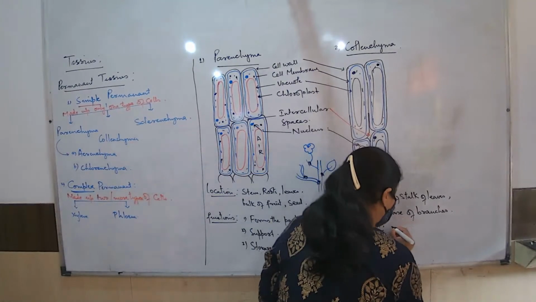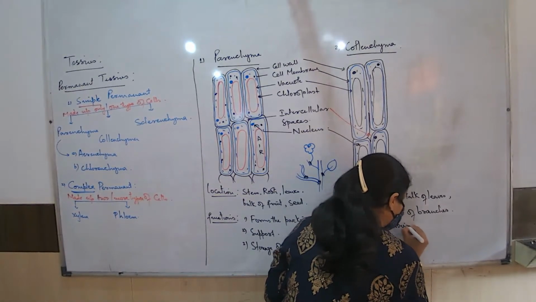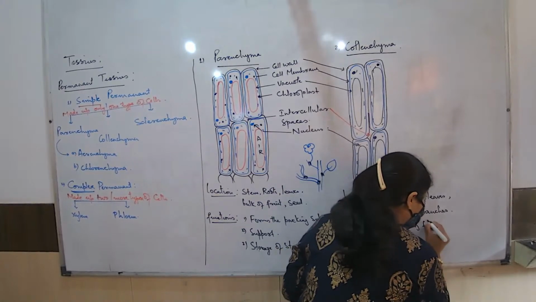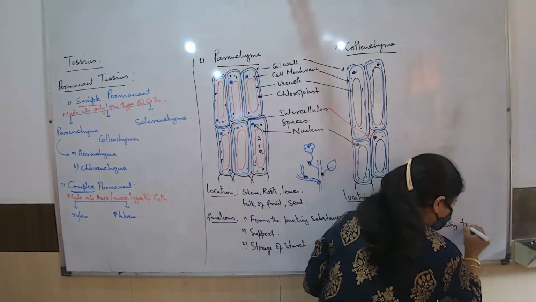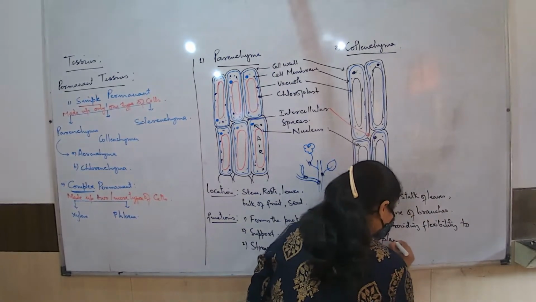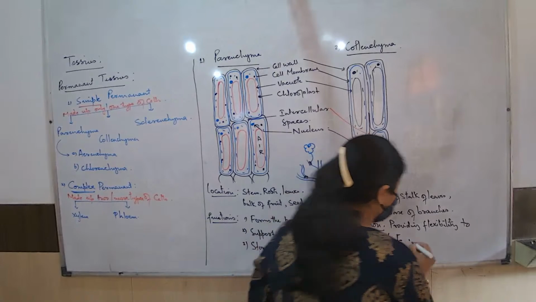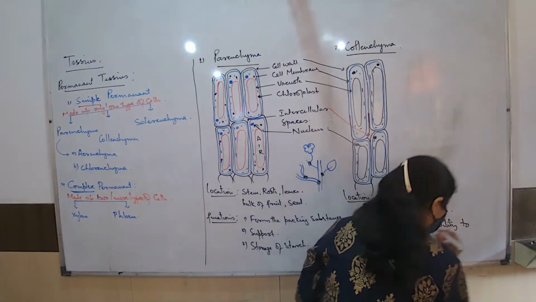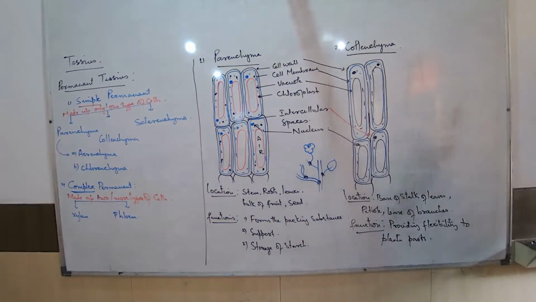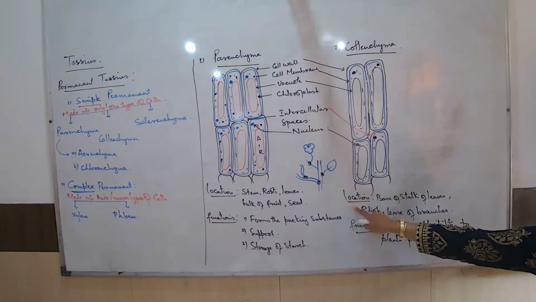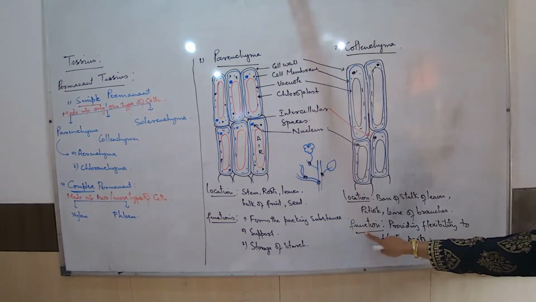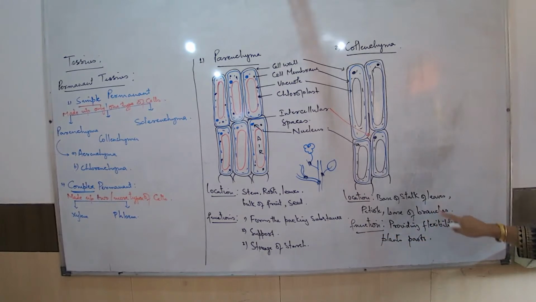Now, function is what? Providing flexibility to plant parts. So we have already studied two types of permanent tissues. What are the two types of permanent tissues we studied? Parenchyma and collenchyma. And we had already understood where they are present and what their functions are.